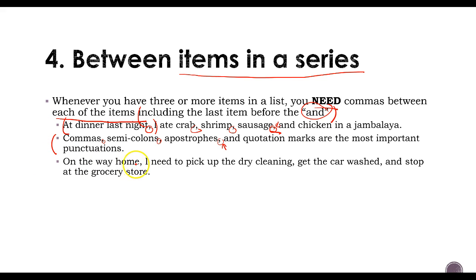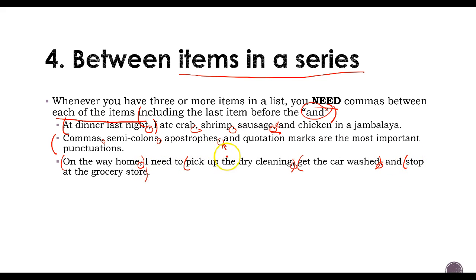Here's another one. On the way home, so again we need this comma because we have another introductory phrase here. On the way home, I need to pick up the dry cleaning, get the car washed, and stop at the grocery store. So in this one, we don't have single items like we did with these two. We have longer phrases in a list. So we have several things that this person needs to do on the way home. Pick up the dry cleaning, get the car washed, and stop at the grocery store.